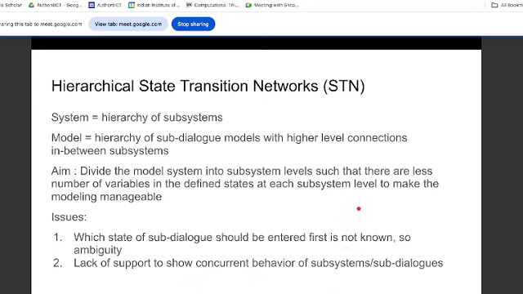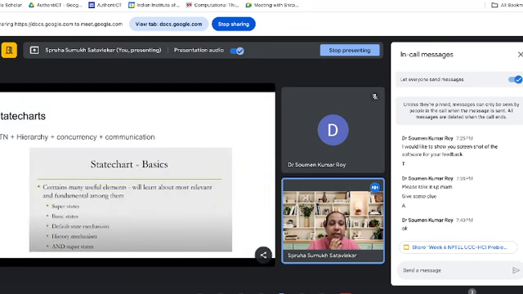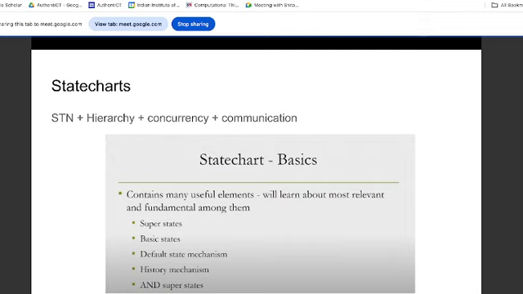And to address these two, there is an option of state charts. Most of lecture 24 focuses on explaining state charts. State charts will be the formal modeling language, the tool that we will use, and we will study its basics. What a state chart does is incorporate state transition networks and hierarchy. Initially, the hierarchical state transition networks only had this much. Now state charts also add concurrency and communication to it.